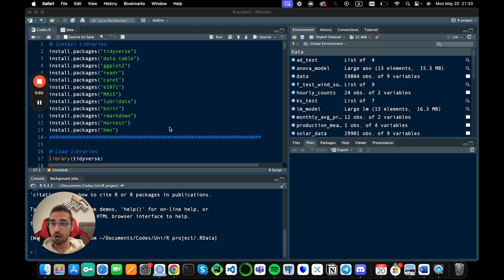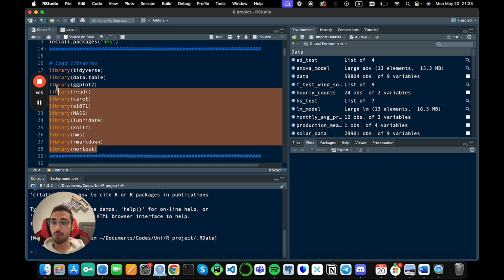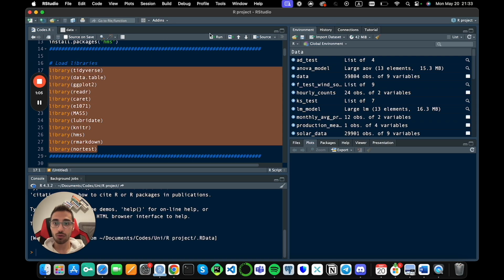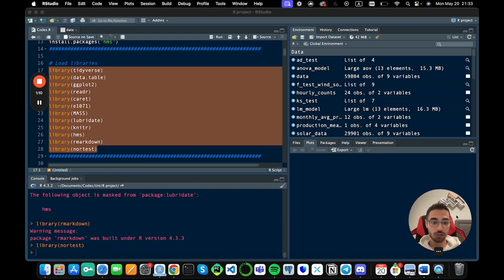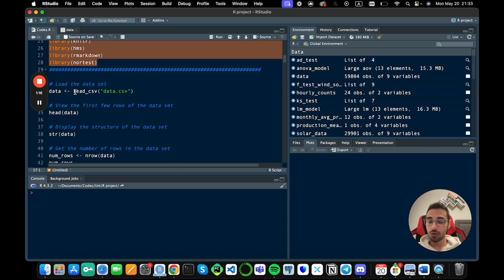Before we start loading the data, we need to install some packages, and I installed them before, so I'll skip this part. And then we need to load those packages in our script. By running this part of the code, I'll load those packages. And let me change this to here. Yes, great. Then we can load our data set using this line of the code.